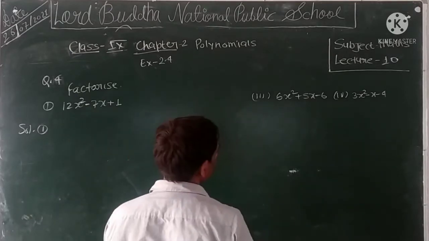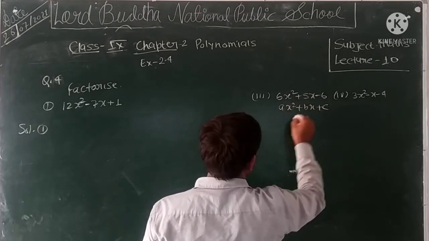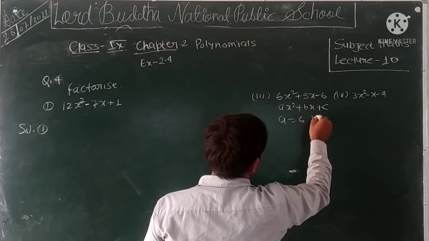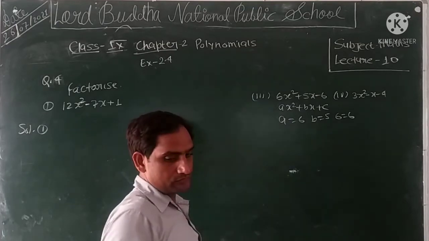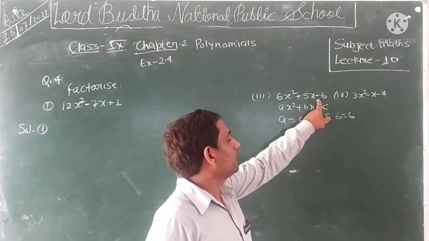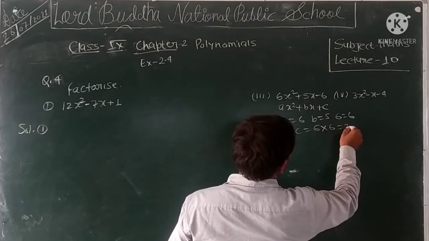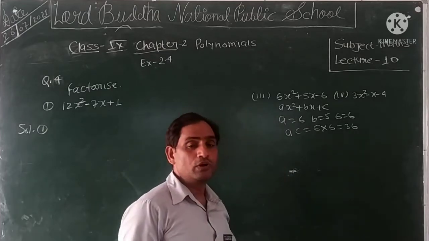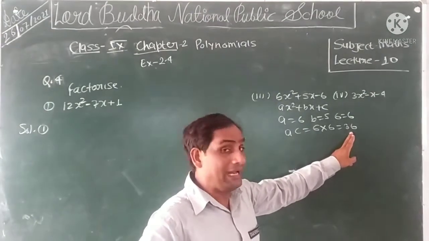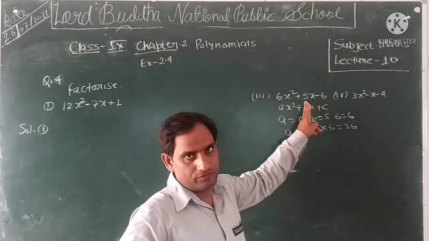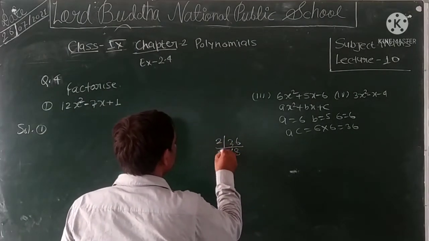Now, we see the third part. The third part is here. Compare with ax square plus bx plus c. A equal to 6, b equal to 5, and c equal to 6. Okay? Here the constant term has negative sign. Hence, AC equal to 6 into 6 means 36. We have to find two numbers whose product is 36 and their difference is 5. Okay? Now factorize 36.